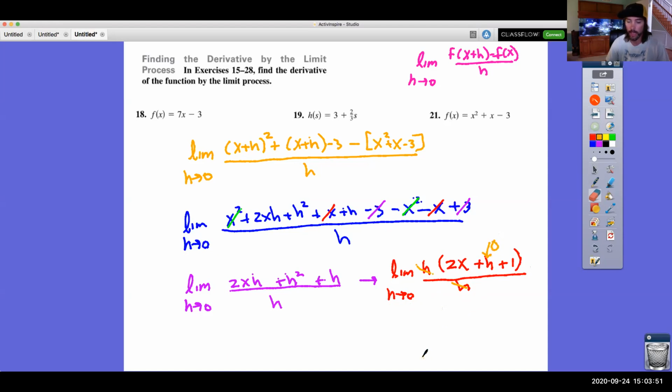So I'm running out of space. I would prefer that you write down that one more limit as h goes to 0 of 2x plus h plus 1, then evaluate, but I'm running out of space. So I got 2x plus 1 because the h goes to 0. That is the derivative. That is f prime. So the derivative is going to be 2x plus 1. I didn't ask you to find the derivative at a specific point, so you have a formula to find the derivative at any point. So that's 21.